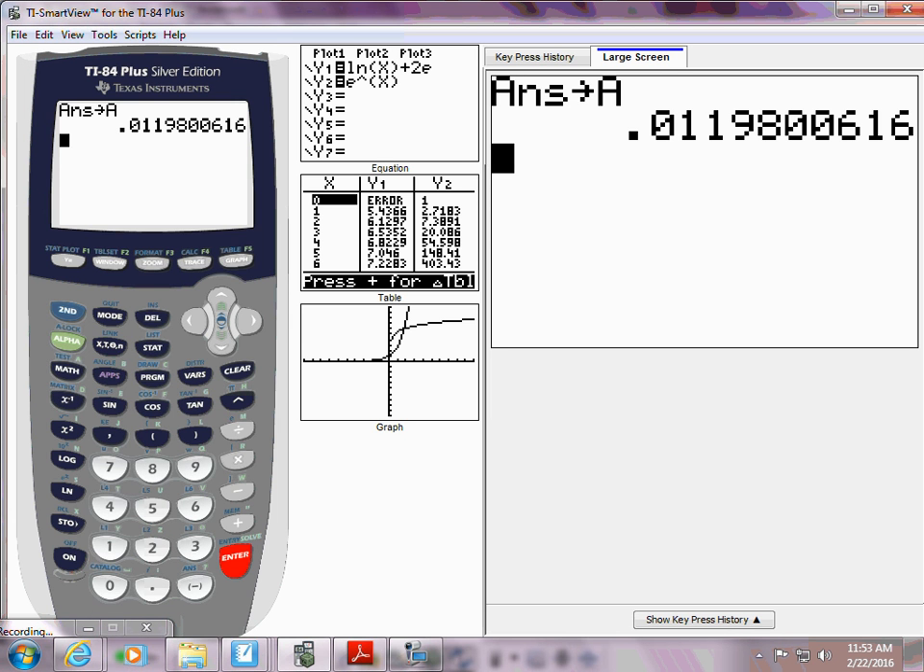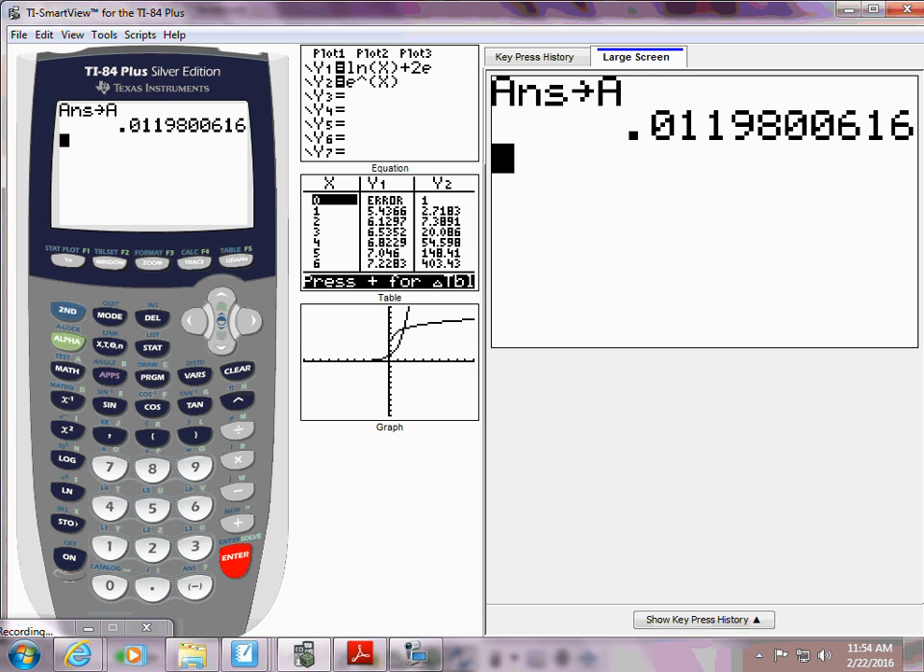Alpha is right above the on button. If you wanted to store the y coordinate of a point, you'd have to hit alpha y store alpha A if you were interested in the y coordinates. But as long as you want the x coordinates, you just go right to store. It's expecting you to store the x coordinates.